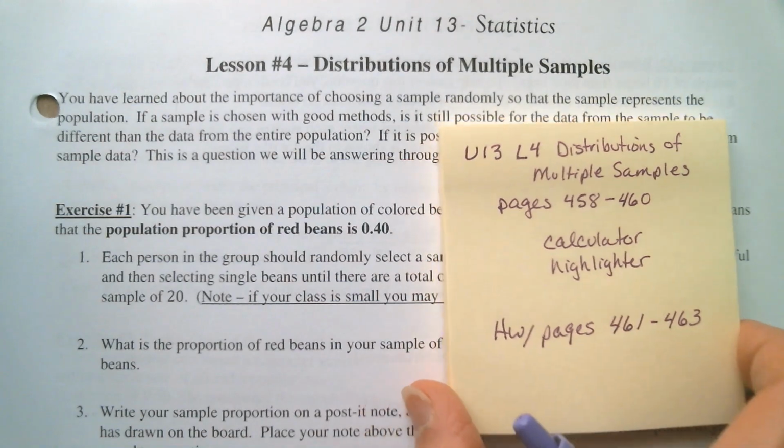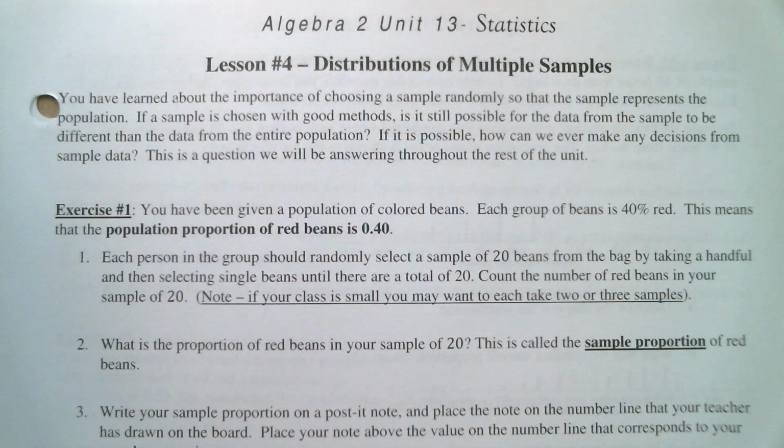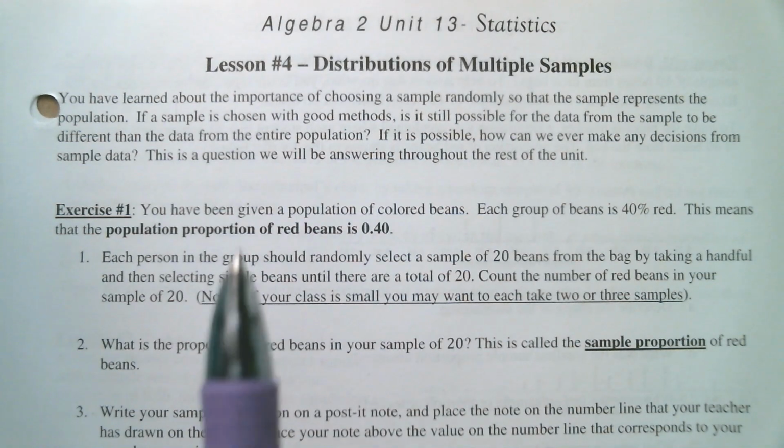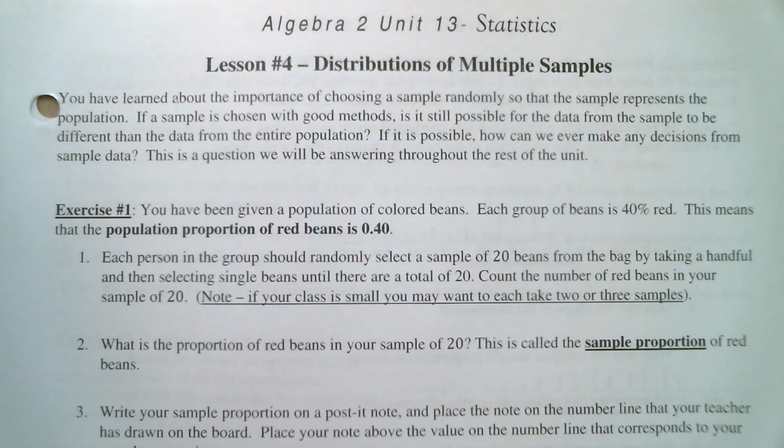So we've learned about the importance of choosing a sample randomly so that the sample represents the population. If a sample is chosen with good methods, it is still possible for the data from the sample to be different than the data from the entire population. If it is possible, how can we ever make any decisions from sample data? This is a question we'll be answering throughout the rest of the unit.